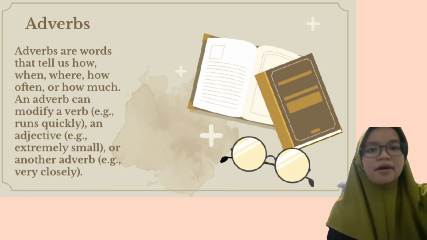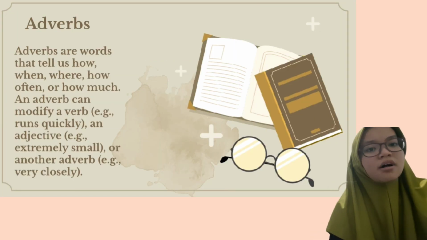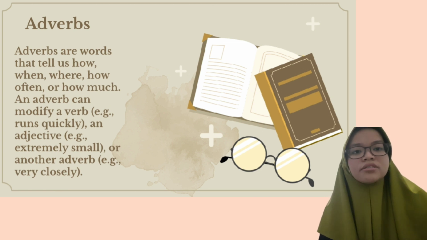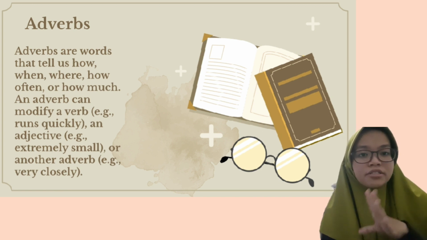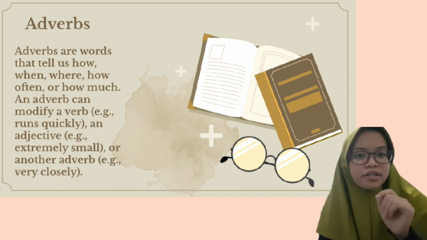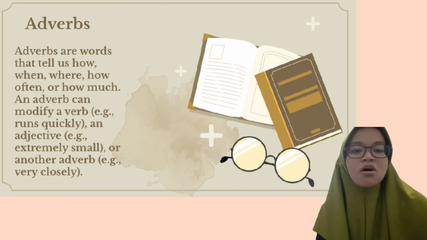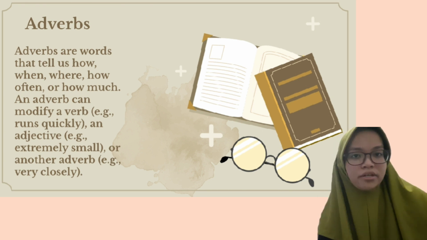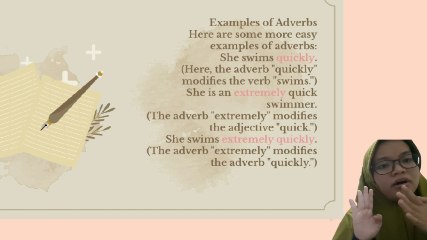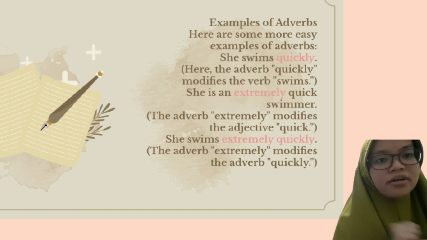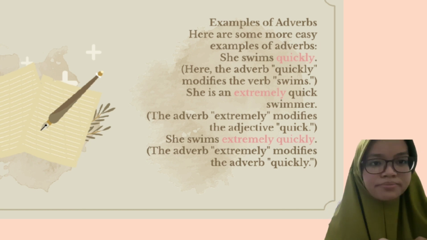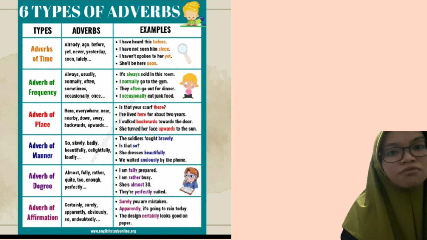The next material is adverbs. Adverbs are words that tell how, when, where, how often, or how much. An adverb can modify a verb, example, runs quickly. An adjective, example, extremely small. Or another adverb, example, very closely. For the examples of adverbs, she swims quickly. Here the adverb quickly modifies the verb swims. For the types, there are 6 types of adverbs.